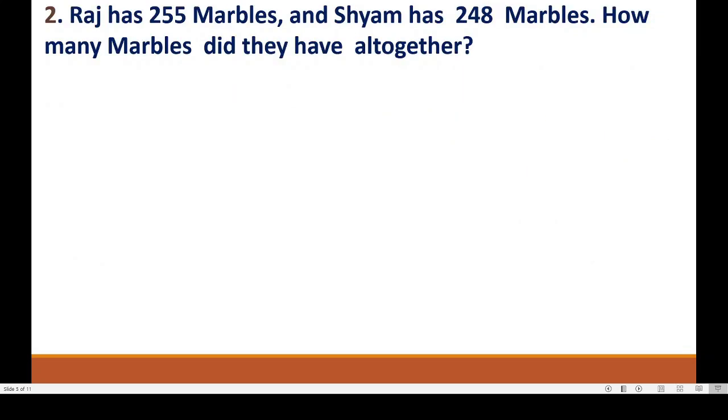See this? Raj has 255 marbles and Sham has 248 marbles. How many marbles did they have all together? Yes. Again, see here what is given. Two boys are there, Raj and Sham, right? They have some marbles with them. What to find out? We have to find out the total number of marbles with them, right?